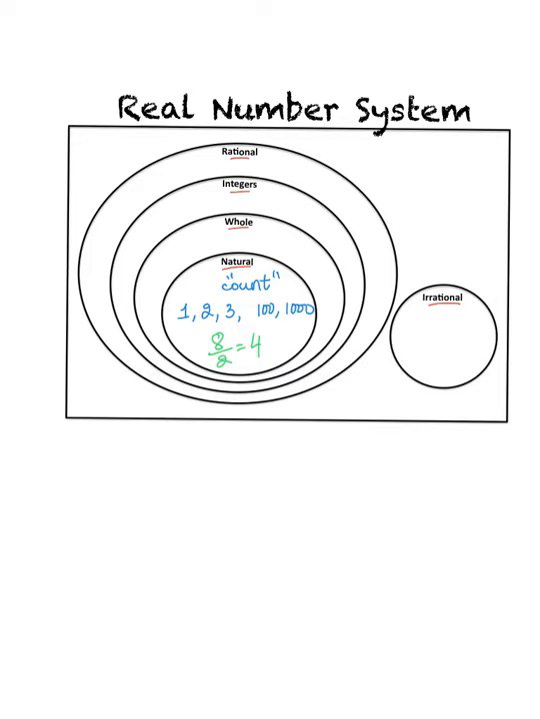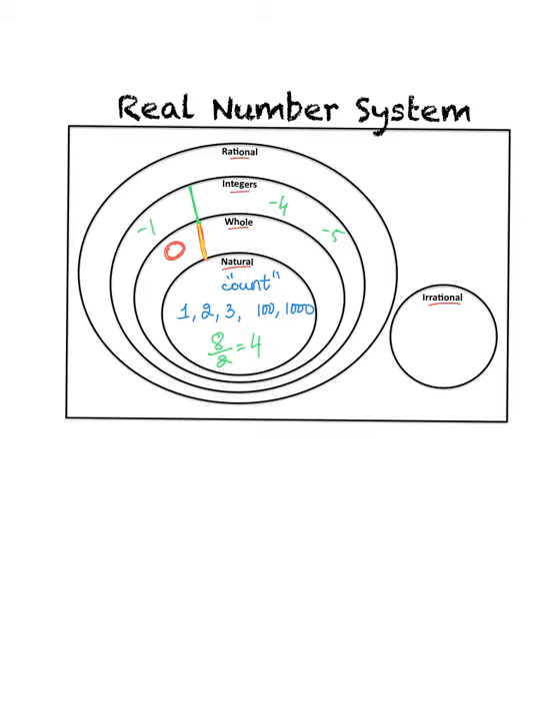Next, you will have the whole numbers, which are 0 and the natural numbers. Next, you're going to see integers, which are the natural numbers, whole numbers, and also the negative whole numbers. For example, -4, -1, -5.